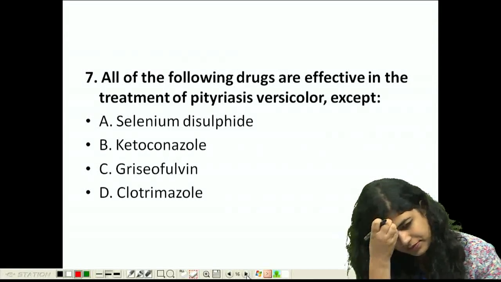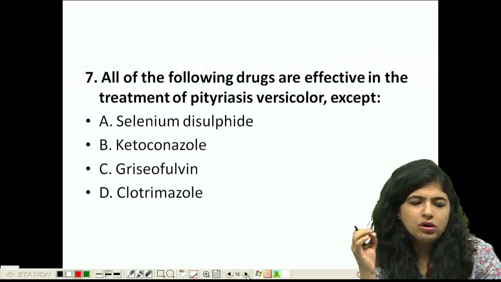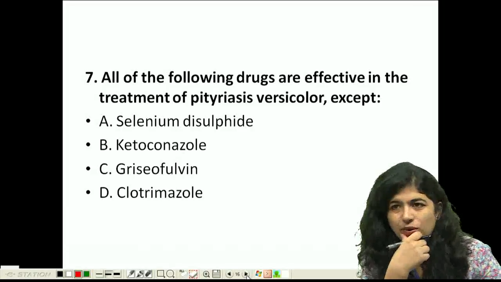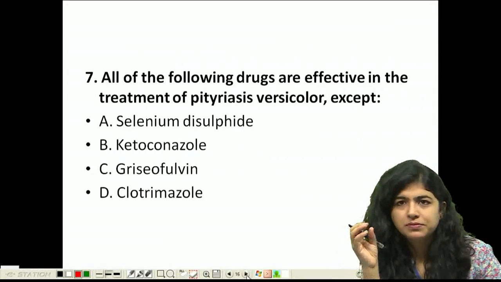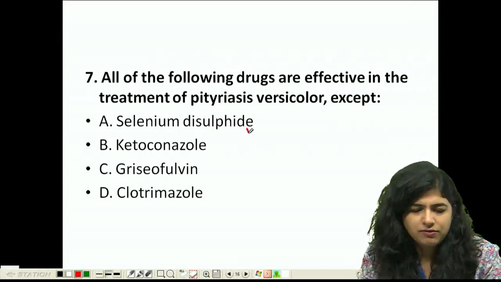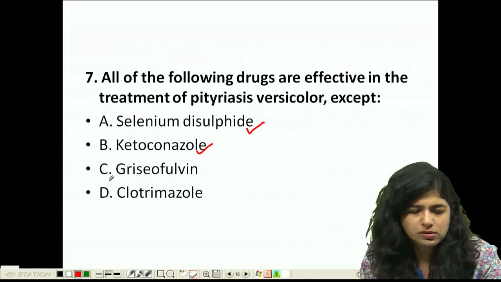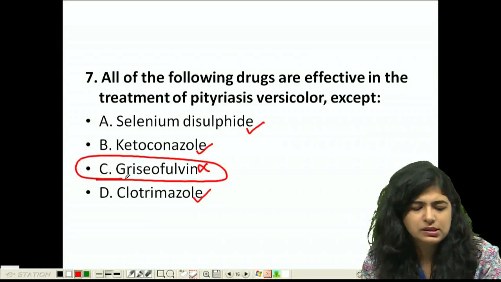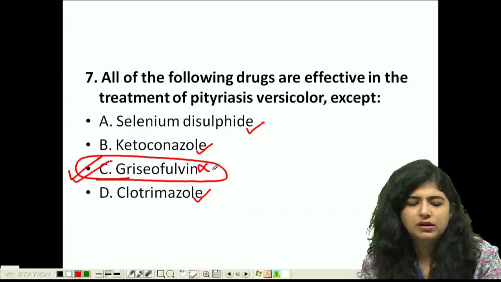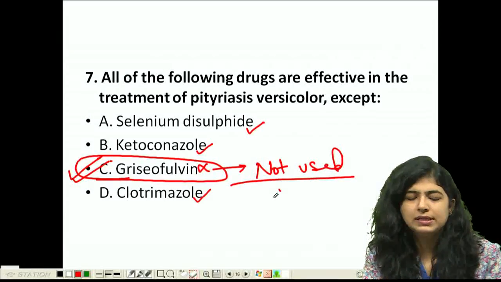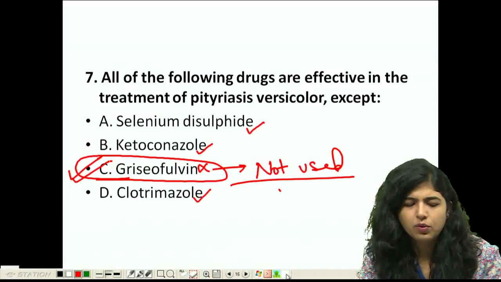Next question. All of the following drugs are effective in treatment of pityriasis versicolor except. Easy one. Common question. Give me the answer. Selenium sulfide, we use. Ketoconazole, we use. Griseofulvin, we don't use. Clotrimazole, we use. Right? So the answer here becomes C, griseofulvin. It is not used. Why is it not used? Why?